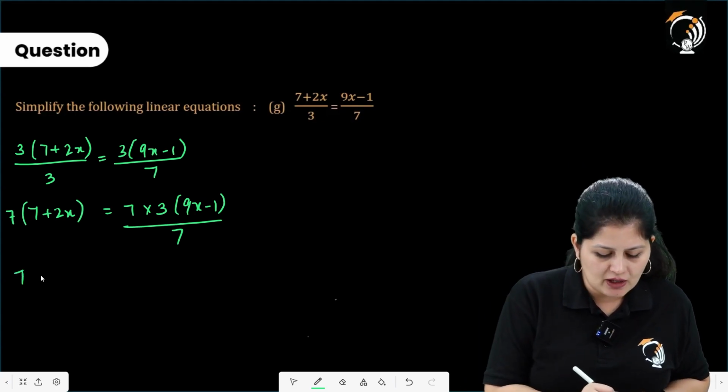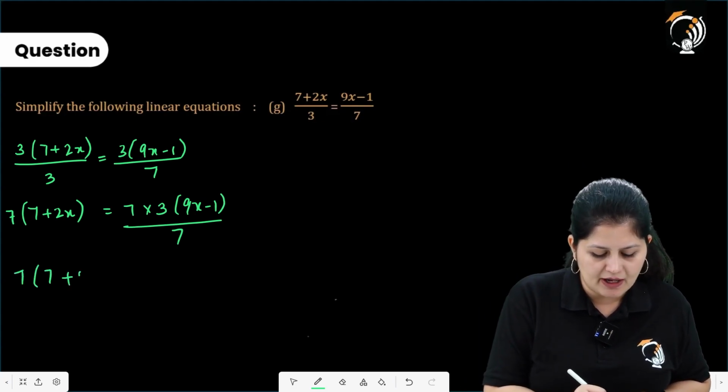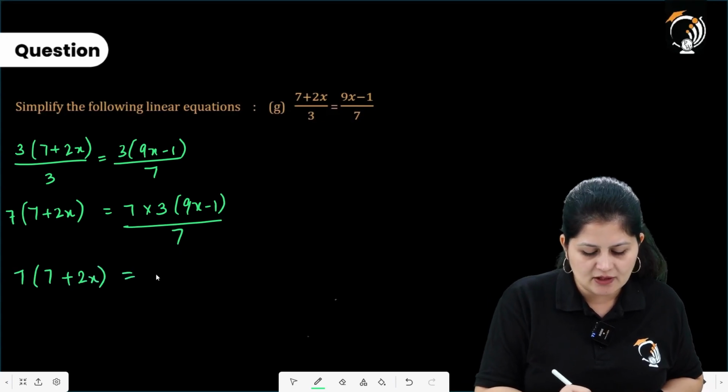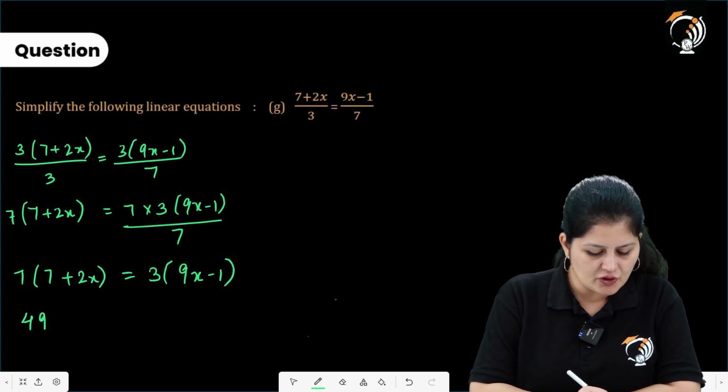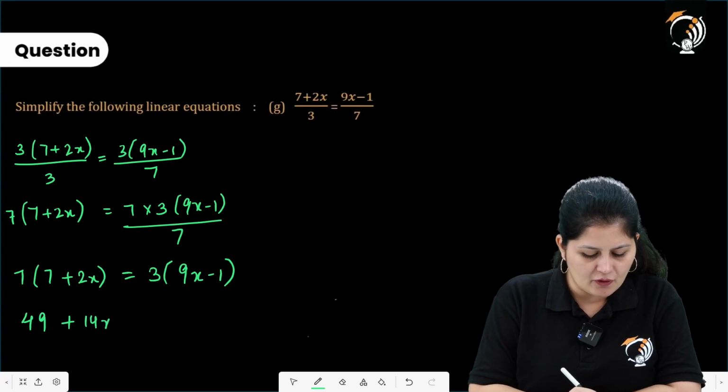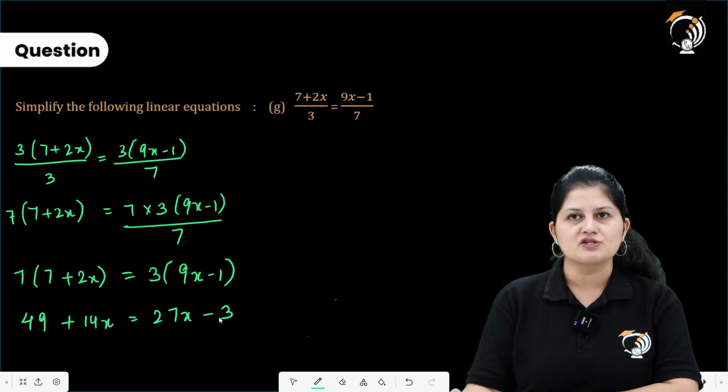So we will be left with 7 multiplied with 7 plus 2x is equal to 3 multiplied with 9x minus 1. That is what we are going to have here. So this is going to be 49 plus 14x is equal to 27x minus 3.